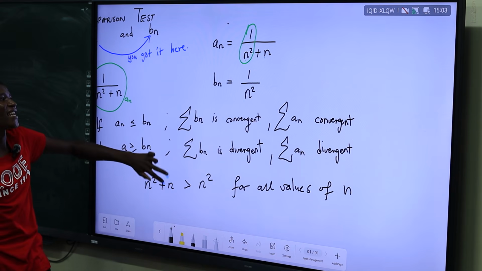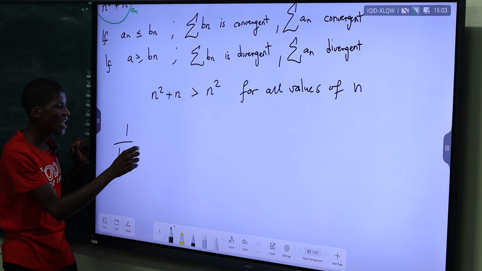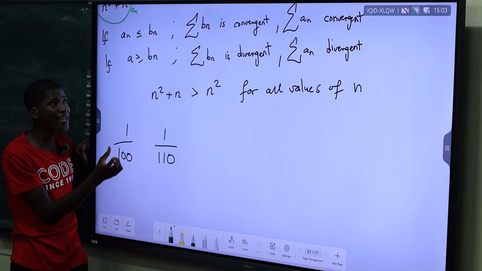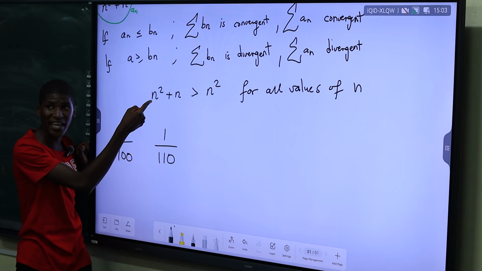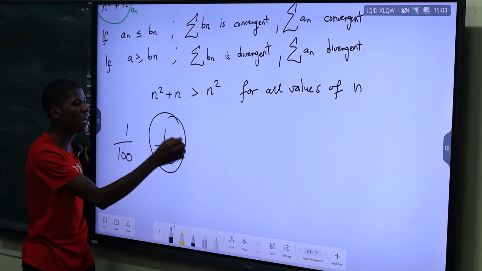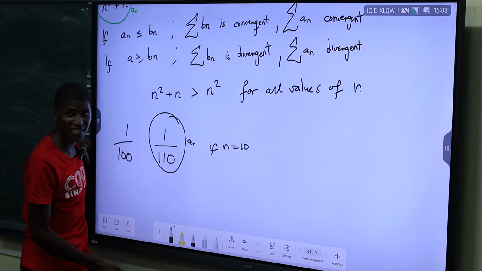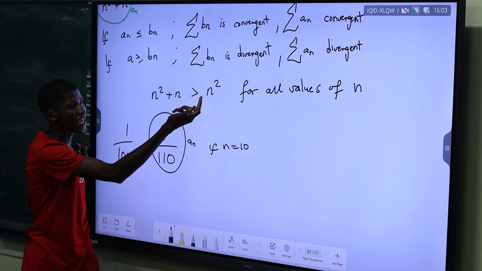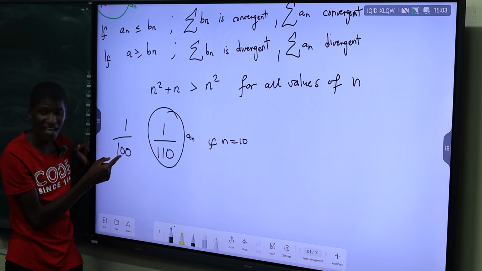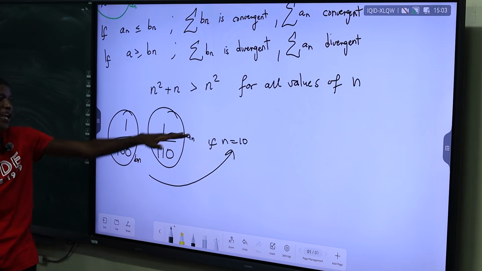BN, exactly. So if you have got 1 over 100, this is your BN. And you have got 1 over 110, which is your AN. If n is equal to 10, I put 10 here, this will be 10 squared plus 10, which is 110. This is the value for AN. For BN, if I put 10 where there is the denominator, 10 squared, it will give me 100. And this is going to be 1 over 100. That is the value of BN for n equal to 10.